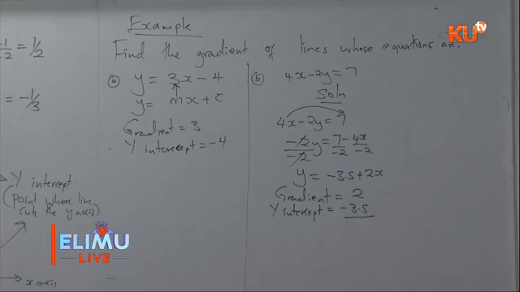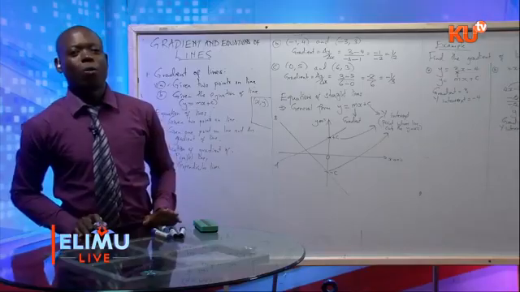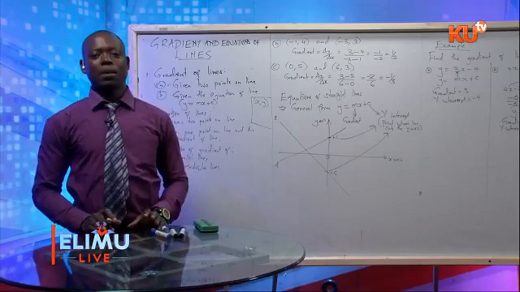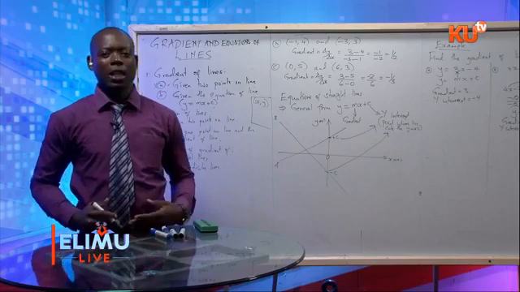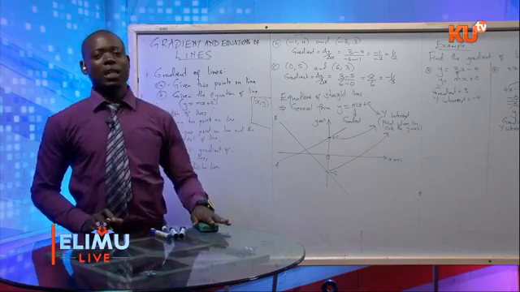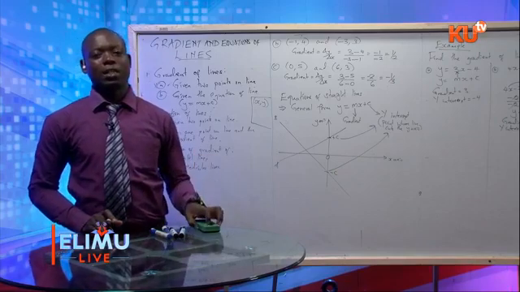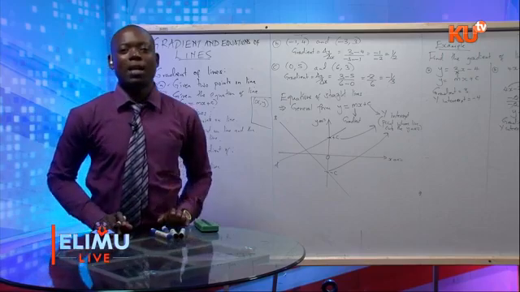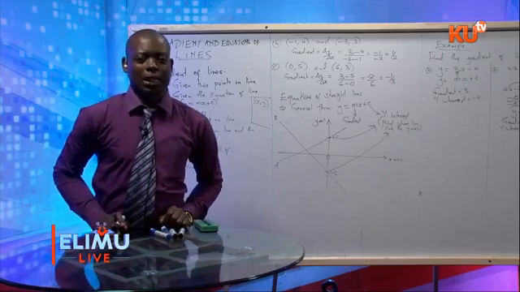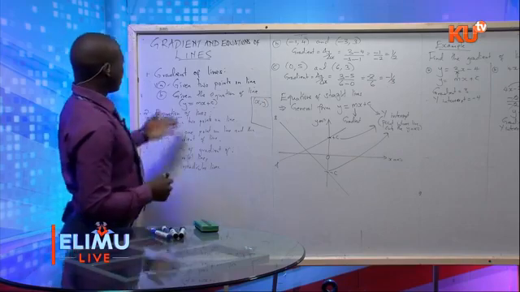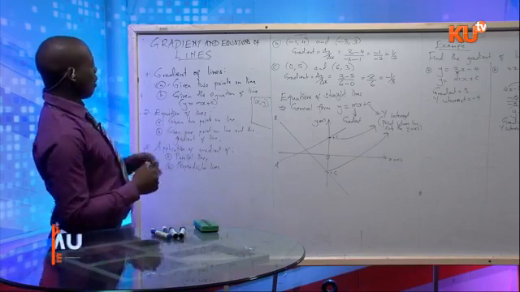So it is very simple to determine the gradient of a straight line given its equation. What you need to do is rewrite the equation in the form y is equal to mx plus c, and once you've rewritten it in that form, identify the coefficient of x as the gradient, and the constant becomes the y-intercept. And the y-intercept is where the line cuts the y-axis. Hope that is clear now. So that is the second part of our lesson.